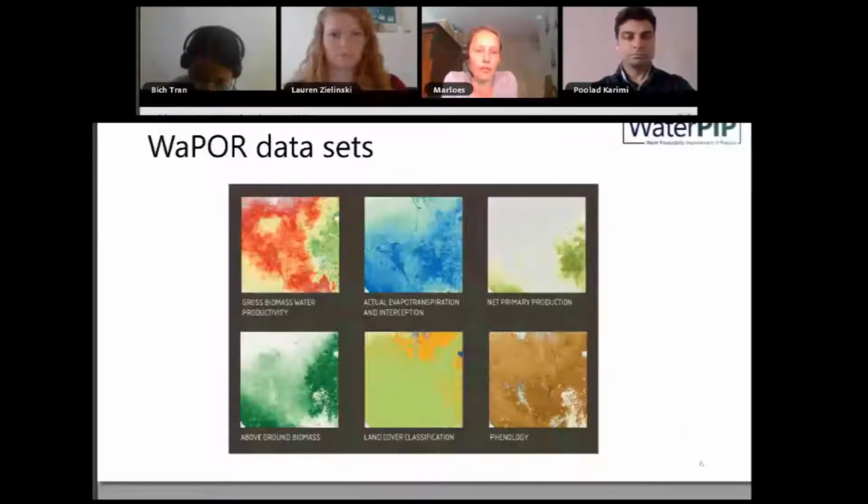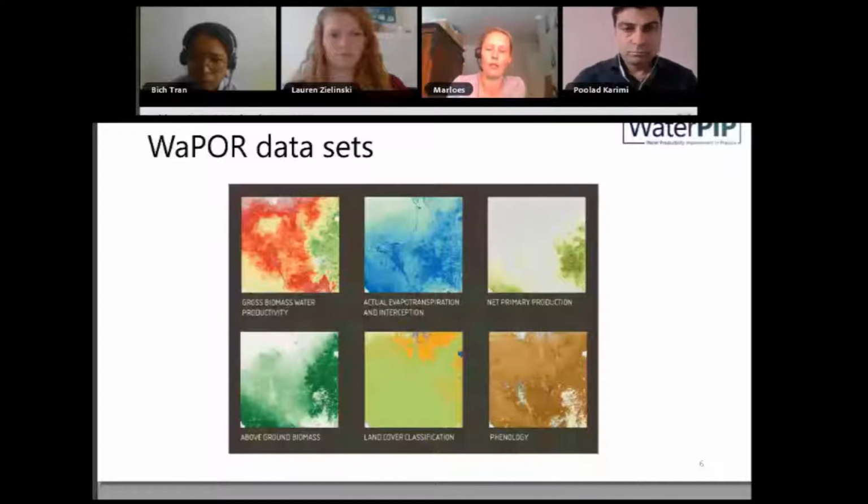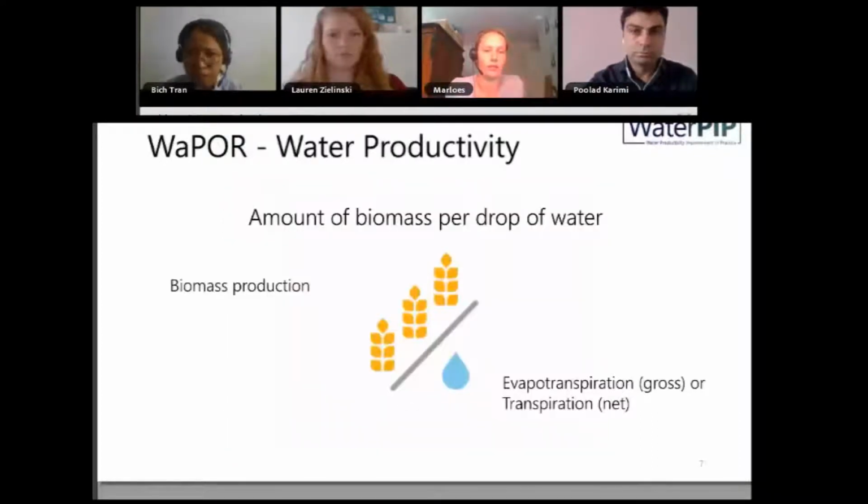Then there is information on net primary production and above ground biomass production. There's also a layer on the land cover classification, and there's information on the phenology. And there's some other quality layers that are also available. But these are the main layers that are required for water productivity analysis.